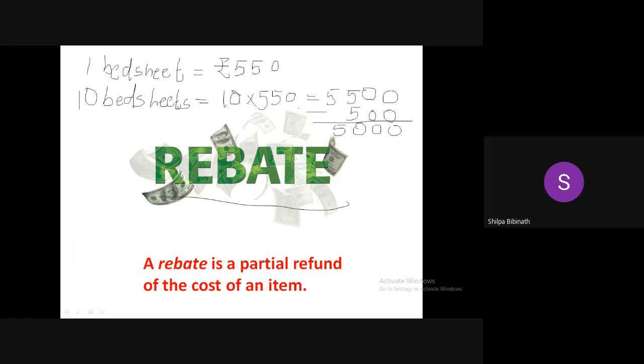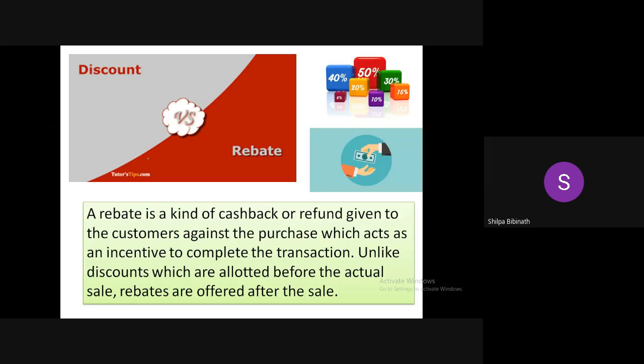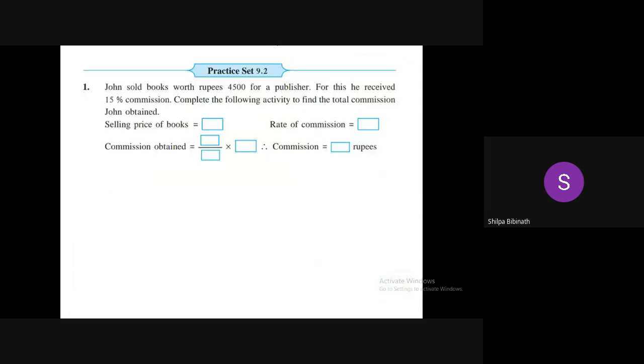So here you can see a rebate is a kind of cashback or refund given to the customers against the purchase, which acts as an incentive to complete the transaction. Discounts are allotted before the actual sale; before only you will be getting 20% off. Rebates are offered after the sale; after the sale, you will be getting some cashback. Based on that, you will be having some practice set and some questions.